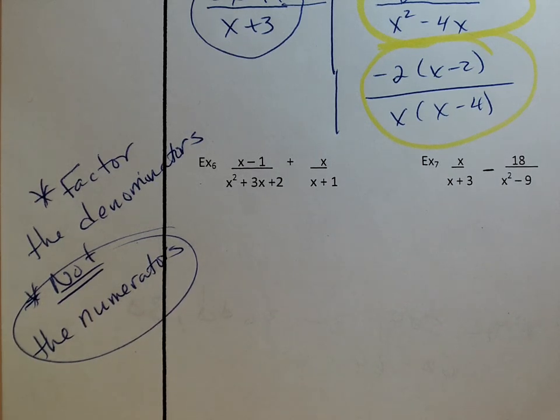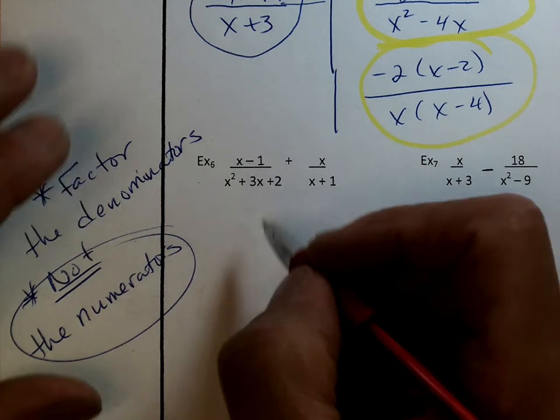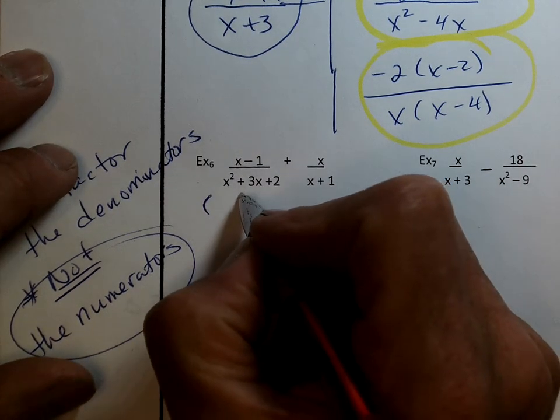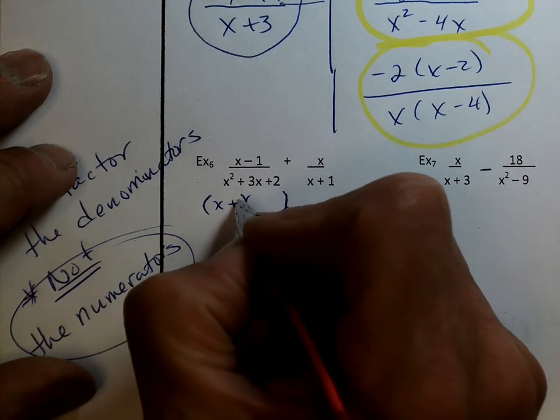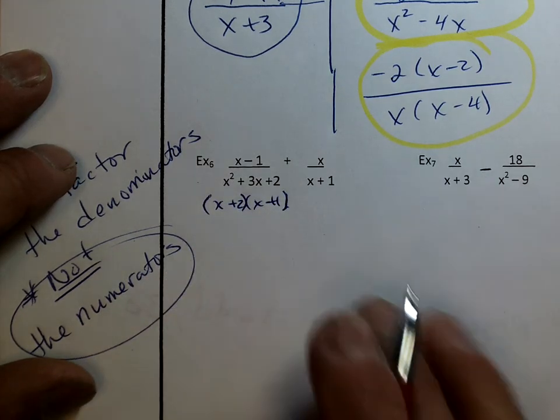Because you eventually want to add like terms, you wouldn't be able to if you've got it factored. So keep them like all regular terms. Right off the bat, let's factor the denominator. We have an x plus 2 and an x plus 1, right?